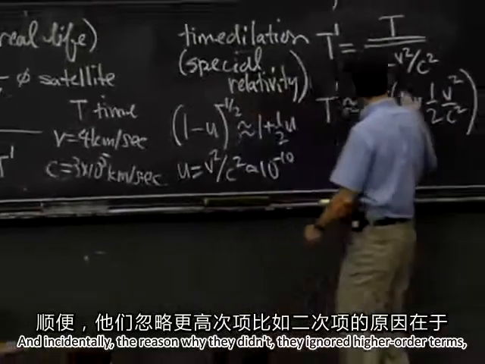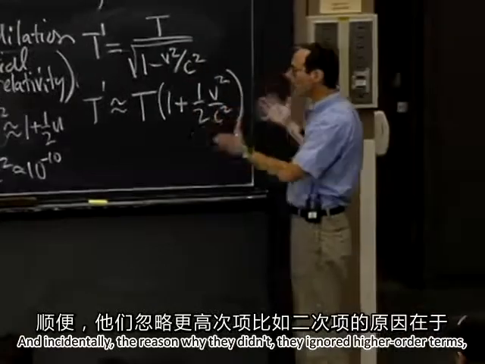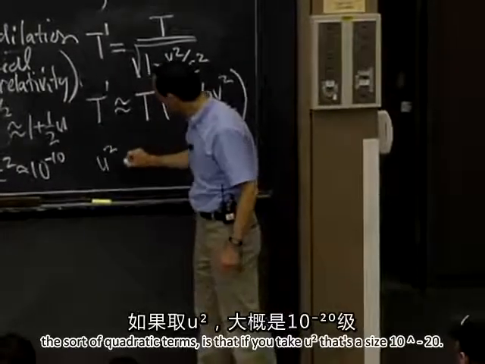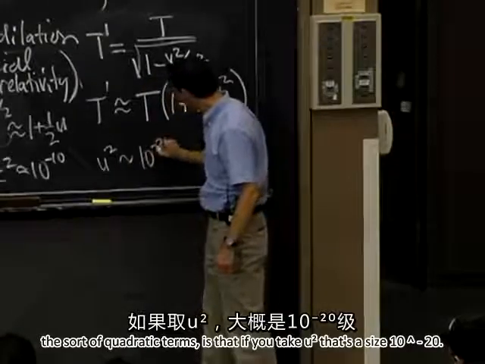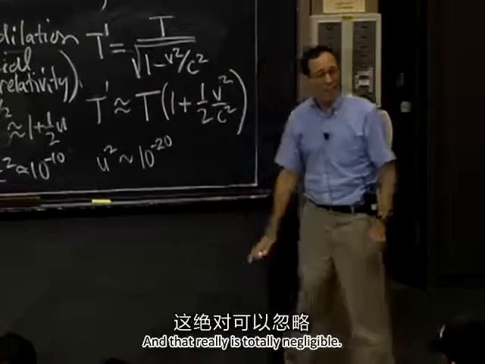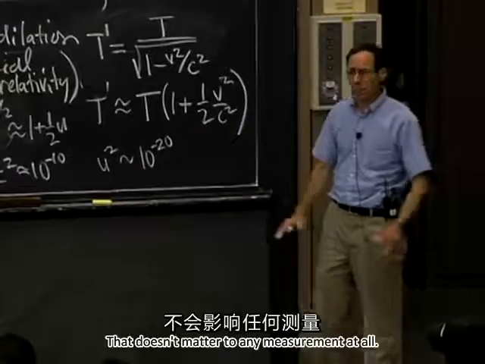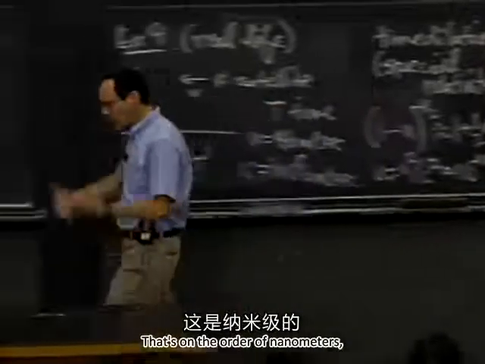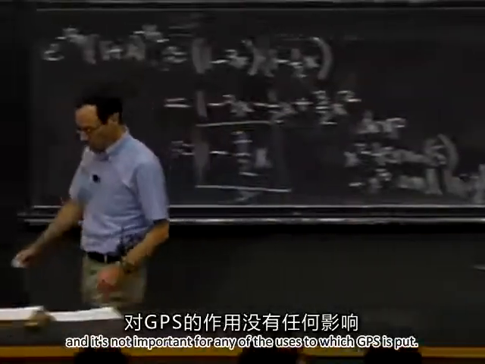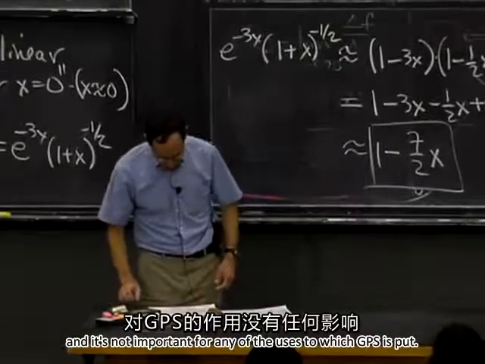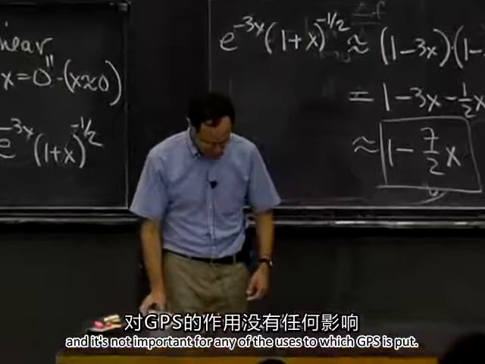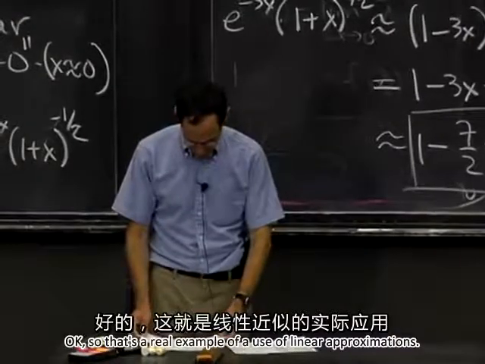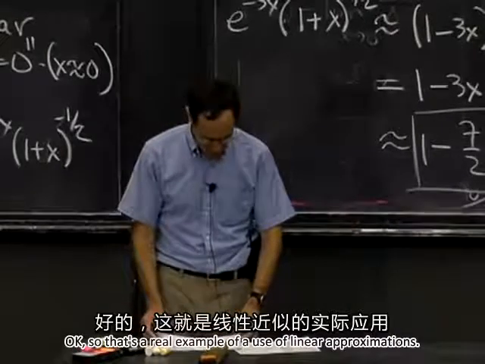Incidentally, the reason they ignored higher order terms, the quadratic terms, is that if you take u squared, that's of size 10 to the minus 20th. That really is totally negligible. It doesn't matter to any measurement at all. That's on the order of nanometers, and it's not important for any of the uses to which GPS is put. So that's a real example of a use of linear approximations.